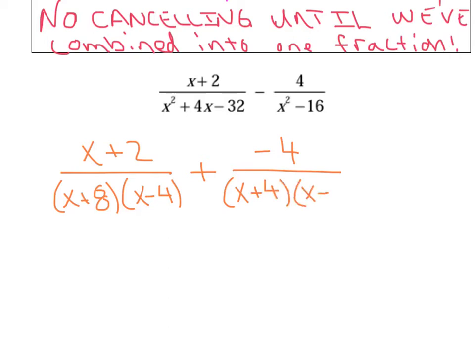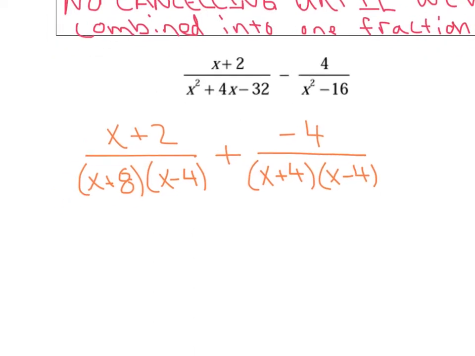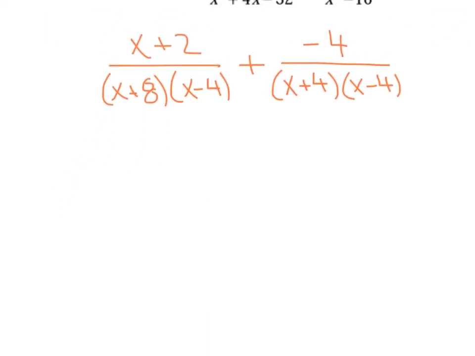So I'm thinking that my LCD is going to be a combination of three different factors. The x plus 8, the x minus 4, and the x plus 4. So then the debate becomes, what do I multiply them by in order to create this common denominator? What I'm going to do is multiply the first fraction by basically what it's missing, and that's the x plus 4. So I'm multiplying the top and the bottom by x plus 4. That's your value of 1. And the second fraction is missing the x plus 8. So I'm going to multiply the top and the bottom by x plus 8.